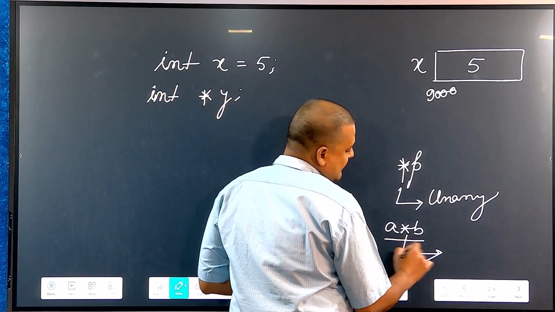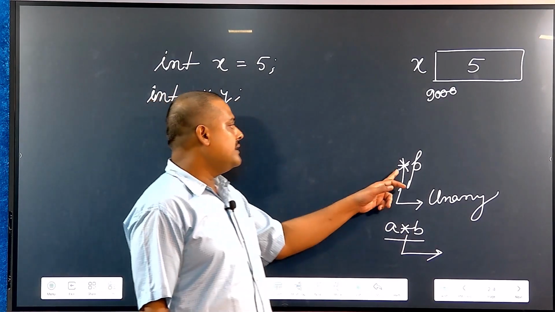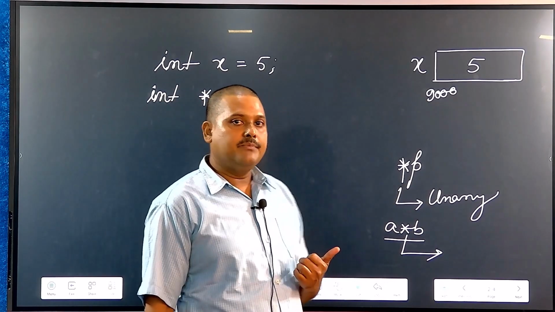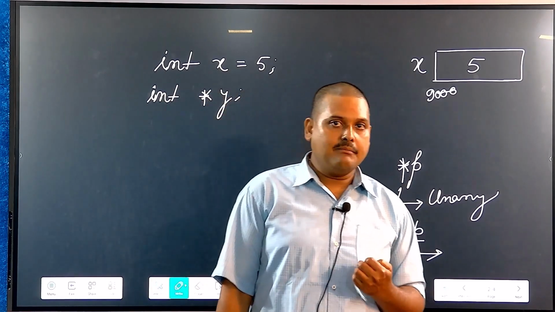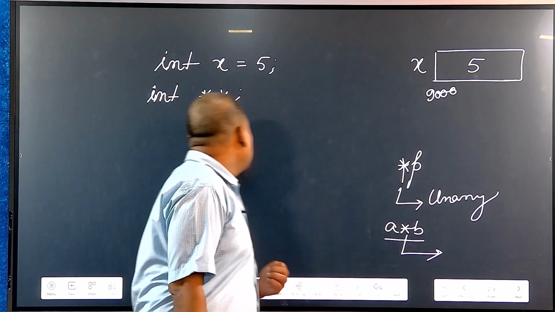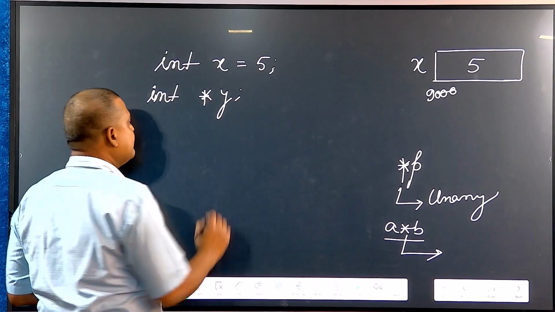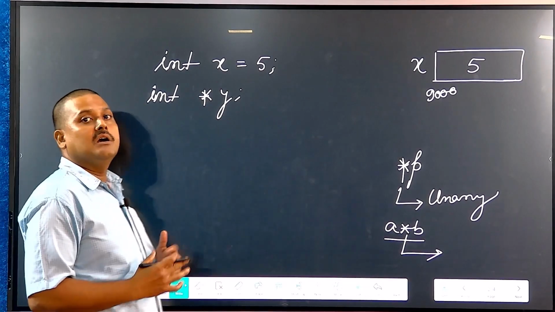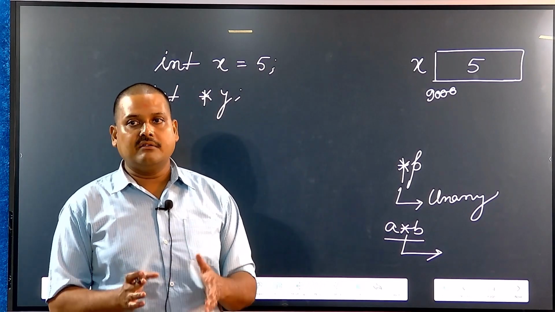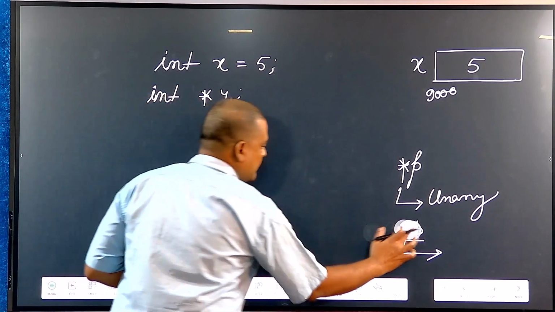So, in this case it is used as a multiplication operator, but here it is used as a pointer operator. Now, what is a pointer actually? A pointer is nothing but a variable which stores the address of another variable. So, this pointer variable, y, what is it? Y is a variable, a special type of variable, and this variable will store the address of another variable. Let us have a look here.